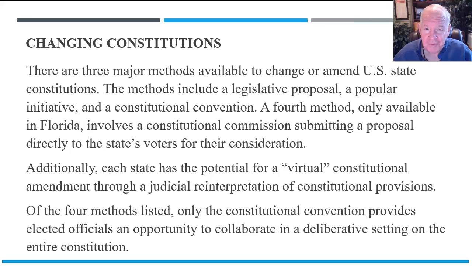There are three major methods available to change or amend U.S. state constitutions. The methods include a legislative proposal, a popular initiative, and a constitutional convention. A fourth method, only available in Florida, involves a constitutional commission submitting a proposal directly to the state's voters for their consideration. Additionally, each state has the potential for a virtual constitutional amendment through a judicial reinterpretation of constitutional provisions. Of the four methods listed, only the Constitutional Convention provides elected officials an opportunity to collaborate directly in a deliberative setting on the entire Constitution.